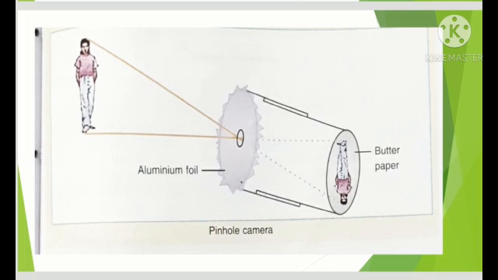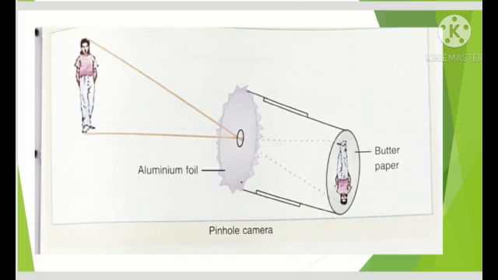Now, you can see if we are making a pinhole camera and seeing an object through it, the image formed will be inverted and diminished. Inverted means upside down, diminished means smaller. Would you like to discuss how we can make a pinhole camera?